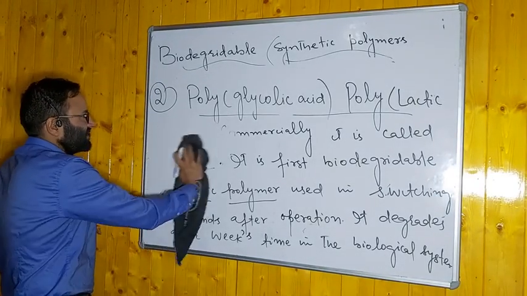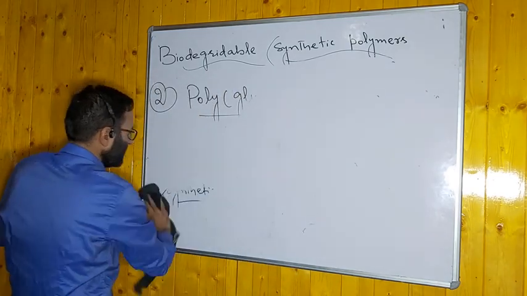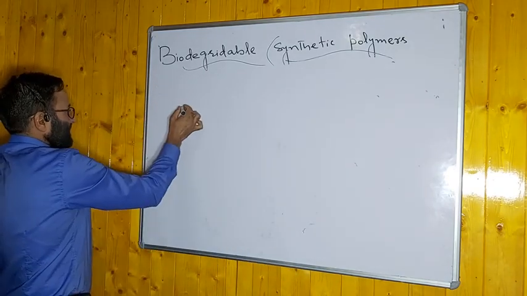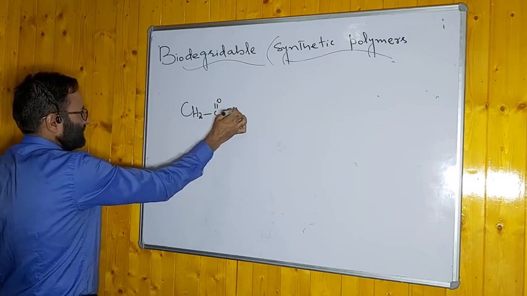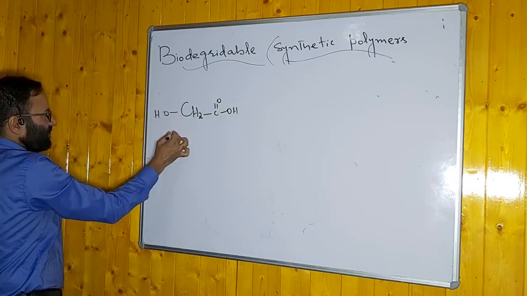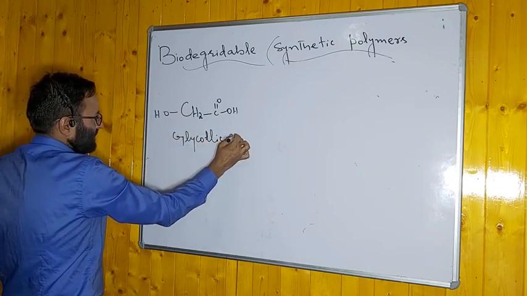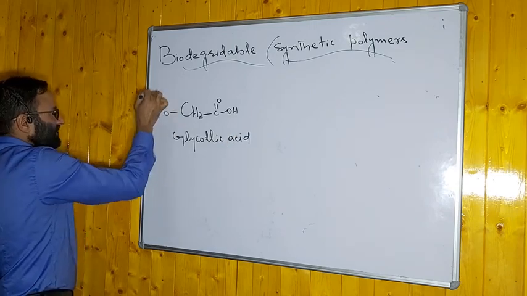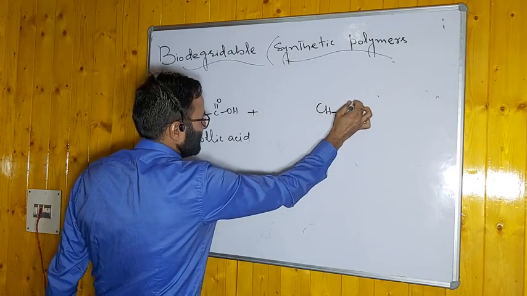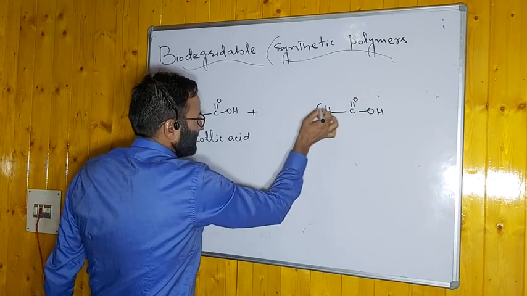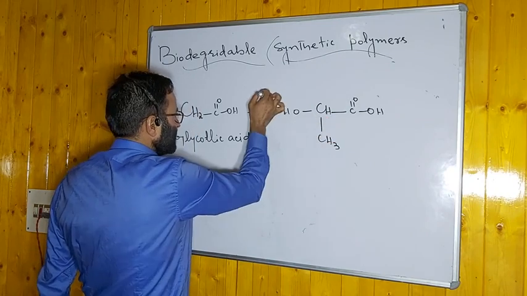Now we will see the reaction, glycolic acid and lactic acid, how they undergo copolymerization. We'll see it. This is CH2, C double bond OH. Here we have OH. It is glycolic acid. It will be n times. Plus we have lactic acid. Lactic acid has a similar structure. CH, C double bond OH. We have OH. Instead of H, now we will have methyl. This is lactic acid.